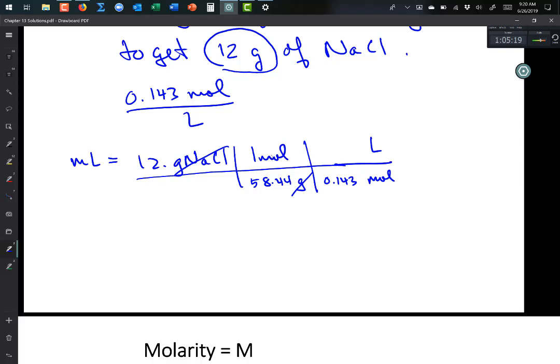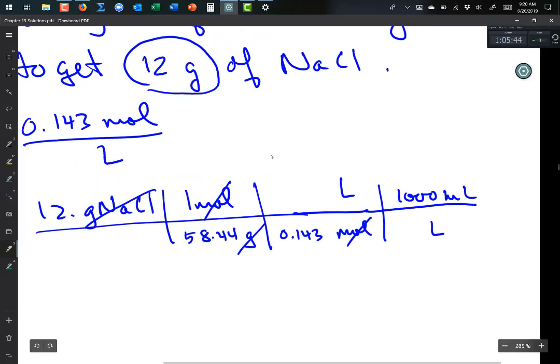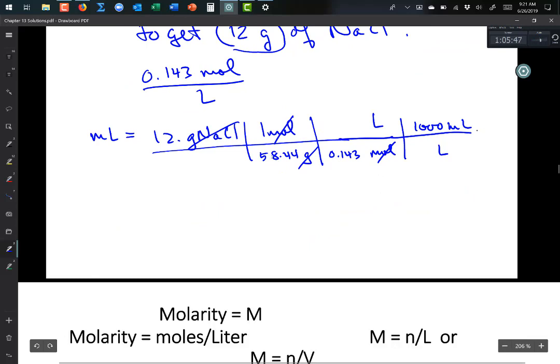And then I cancel moles, and I have liters. Now, what was I asked for? Milliliters. So now I have to do another conversion. There's 1,000. Oh, and when you do the milliliters, are you okay with 1,000 milliliters for a liter, or do you do 1 milliliter is 10 to the minus third? Either way works. You get the same answer. So this will cancel and give me milliliters, and I just got to do all the math.